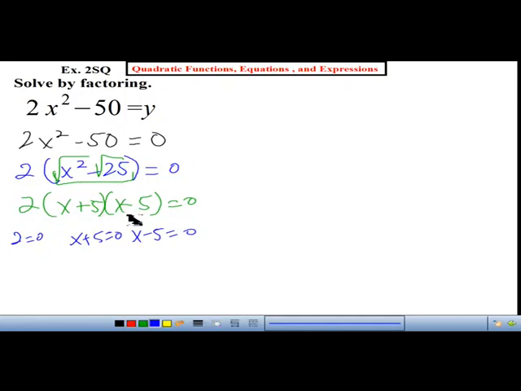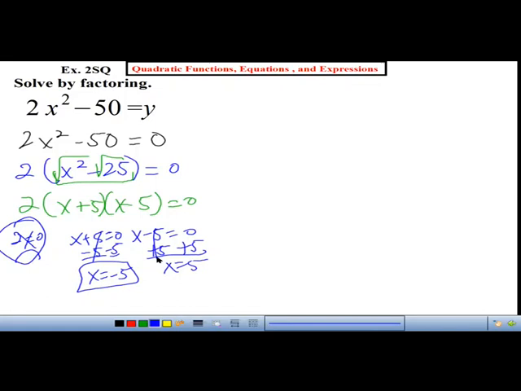we have 3 different factors. Is 2 equal to 0? No. We eliminate that. Solve for the other. Minus 5, x equals negative 5, plus 5, x equals 5. These are my what? Solutions. What else? Roots. What else? Zeros. And what else? X-intercepts.